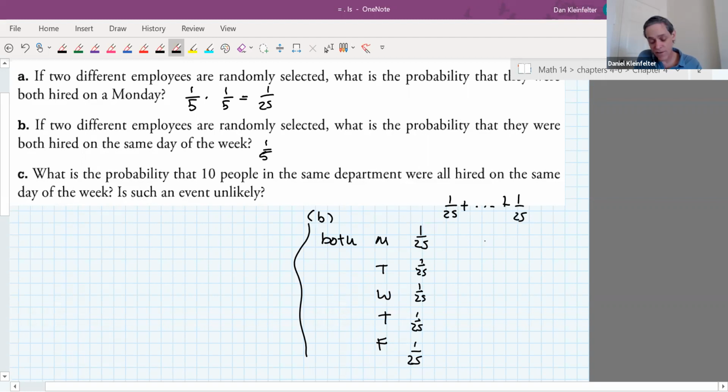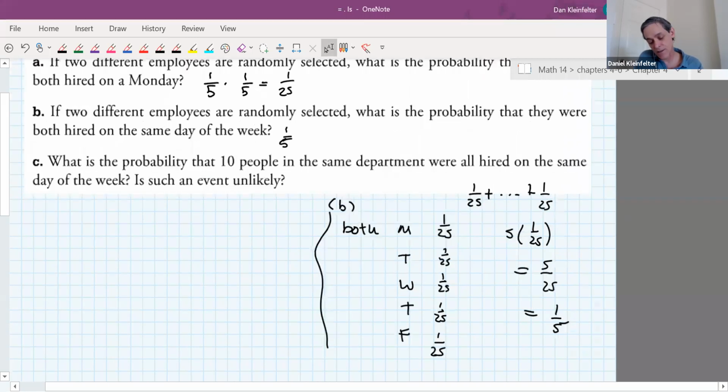And there's 5 of those 1/25. And so that's 5/25, which is 1/5. And that coincides with the answer that we got in the first place.